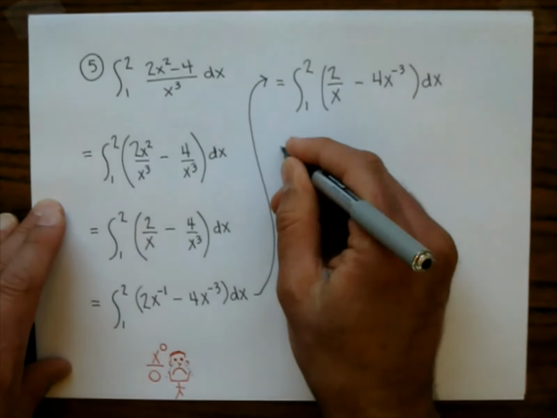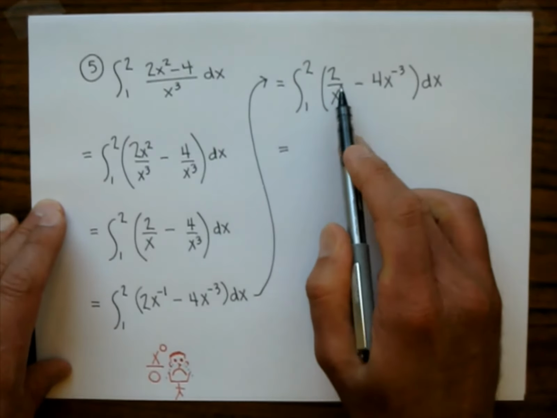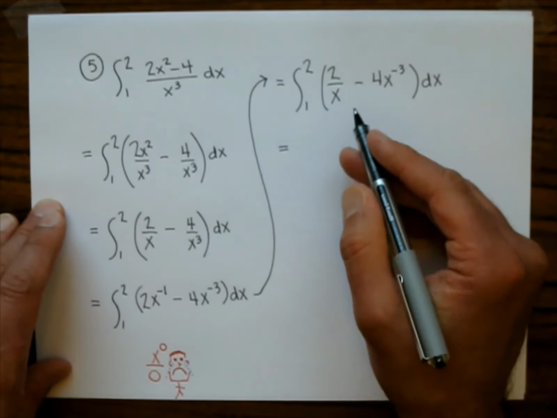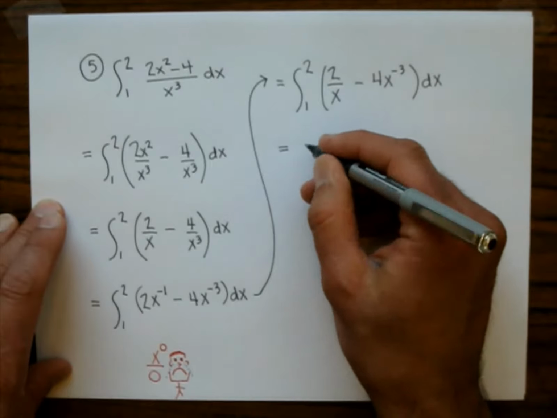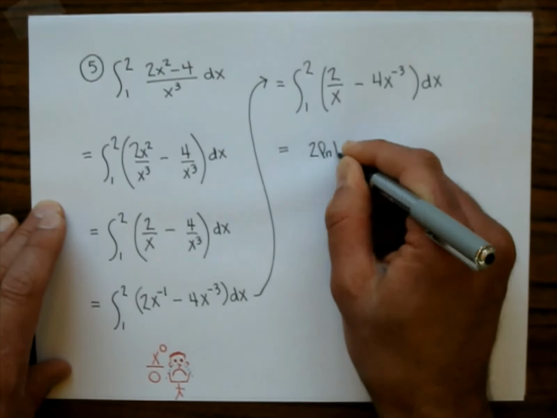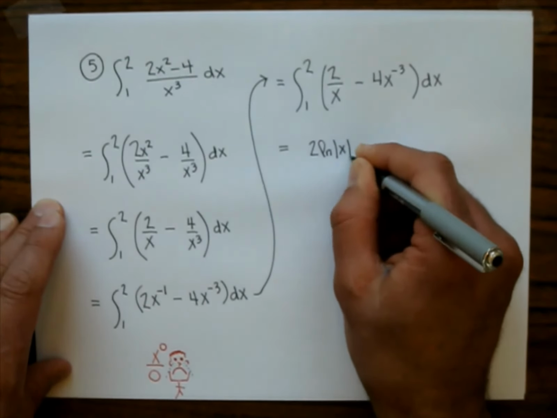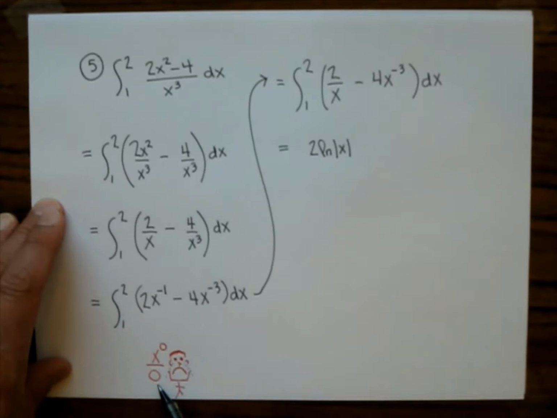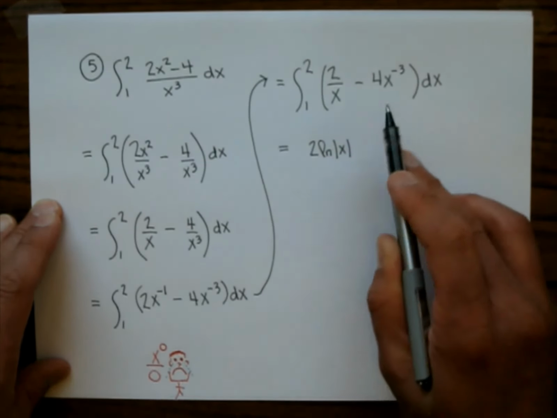If you remember correctly, the antiderivative of 1 over x is the ln absolute value of x. So this is going to be 2 times the ln absolute value of x. And that is the only one that will not work with the power rule. Everything else, you'll get some number in the denominator that won't be 0.